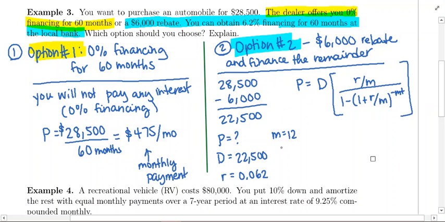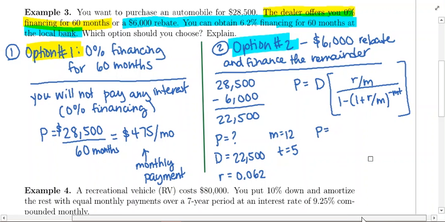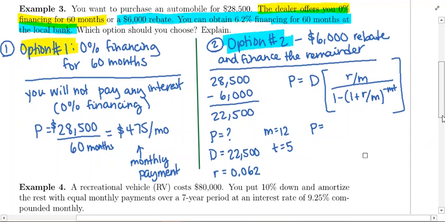So M will be 12. And then the timing: you are told that this is going to be a 60-month loan, but time has to be entered in as a yearly amount. So 60 divided by 12 is a 5-year period. And that's pretty typical for car loans. They're usually about 5 years. All right, so we're going to plug everything into this formula, solving for our payment value. Let's plug everything in, and then we will go to our calculator.